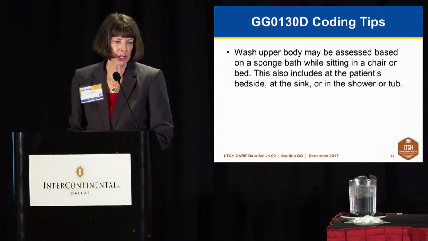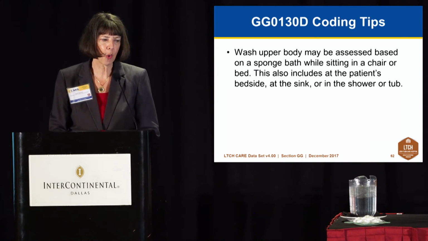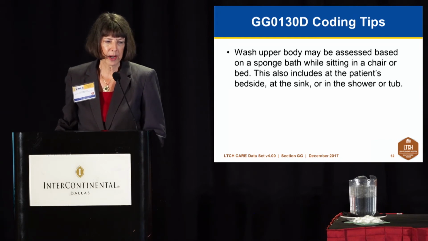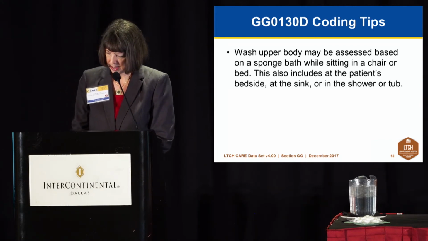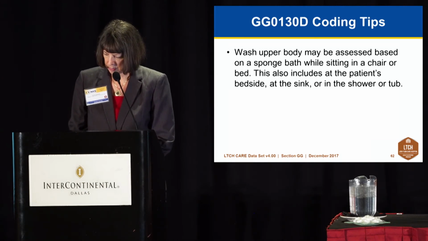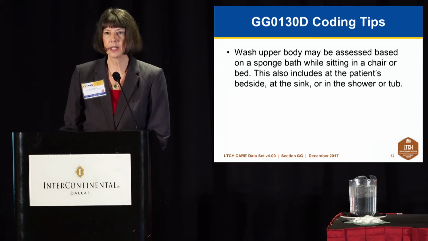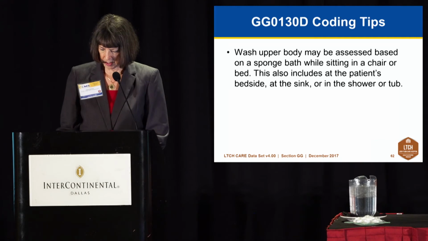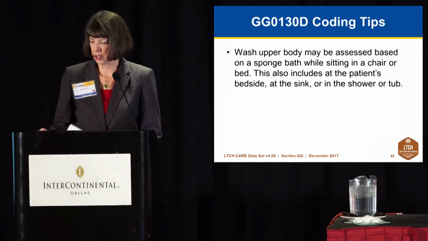Okay, so wash upper body may be assessed based on a sponge bath while sitting in a chair or bed. This also includes at the patient's bedside, at the sink, or in the shower or tub. Some patients, especially at admission, may not be able to bathe in the shower or in the bathtub, so when assessing washing upper body for these patients, the clinician can assess the patient as he or she completes a sponge bath at bedside or at the sink, and the patient may sit in a chair if safe. The patient may also choose to stand at the sink during wash upper body.